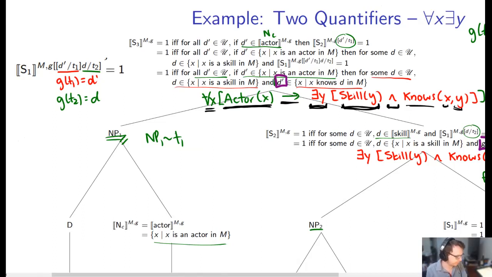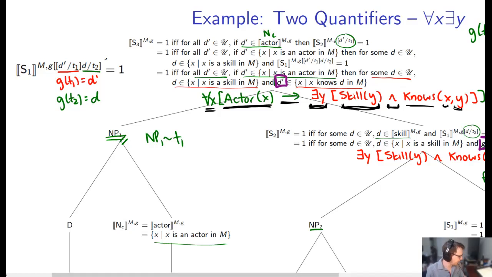Okay, I figured I wouldn't have much time to show the second tree. So we can talk about that on Tuesday. But the second tree is really just the same thing as this one, but the order in which we do the rules is different because instead of doing some skill first and then every actor, first we're doing every actor and then some skill. So the truth conditions really look the same in the end, but instead of doing for all D prime and then for some D, we're doing for some D prime and then for all D, and so on. And we'll see that on Tuesday.